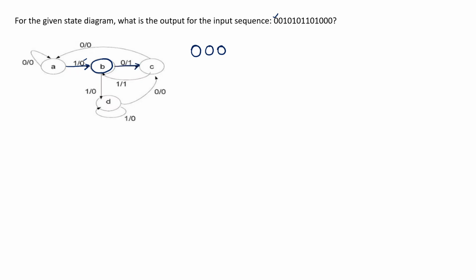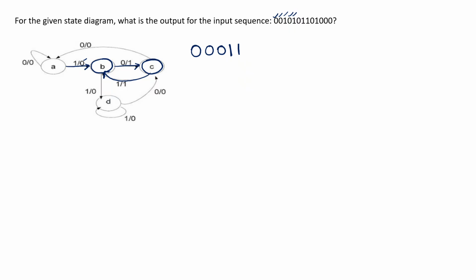It will go to state C, and the output is one. You are at state C. If the input is one, it will go to state B again, and the output is one. So five states are completed.